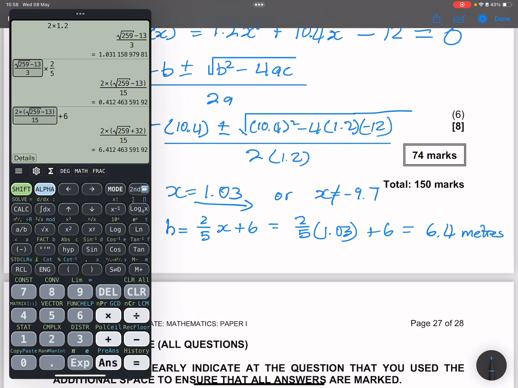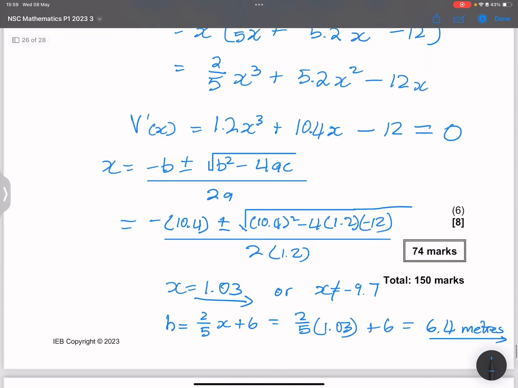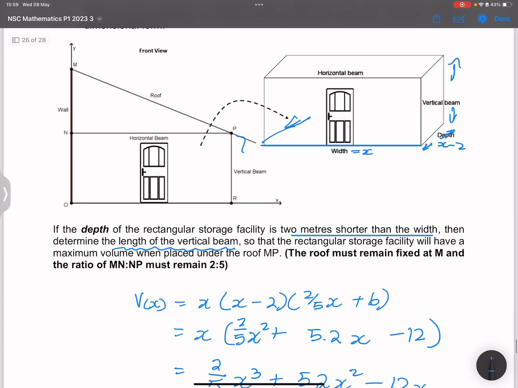All right, so there it is, ladies and gents. That will be the height that will maximize the volume of the roof. I hope that you guys were able to have this make sense.